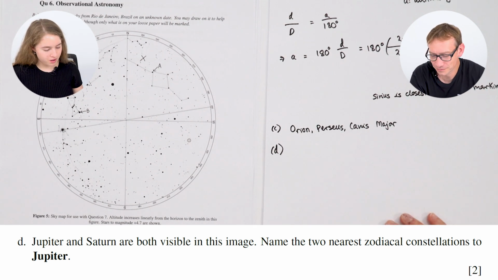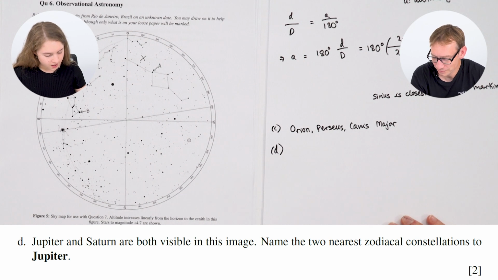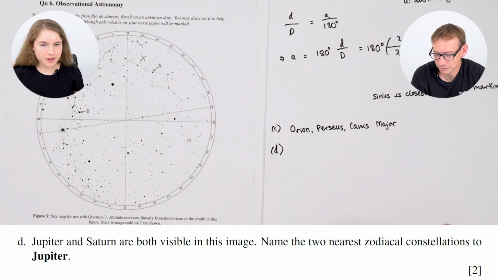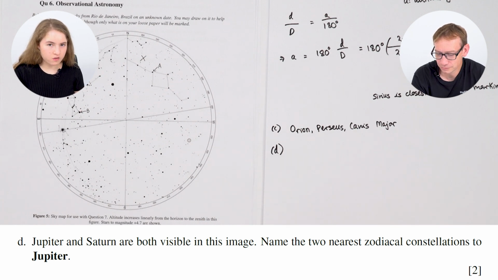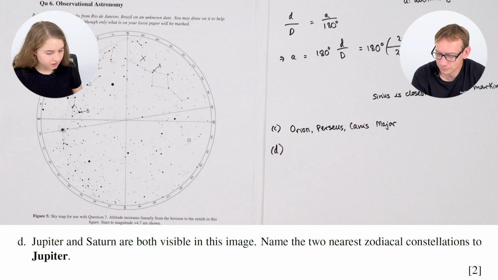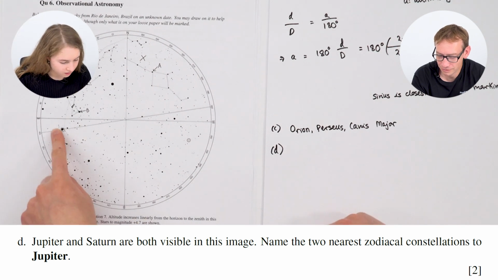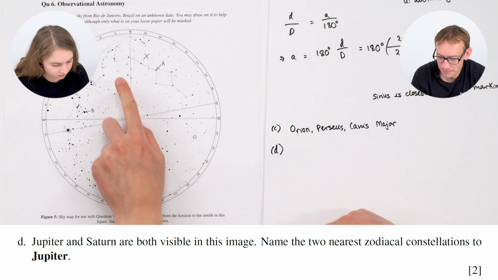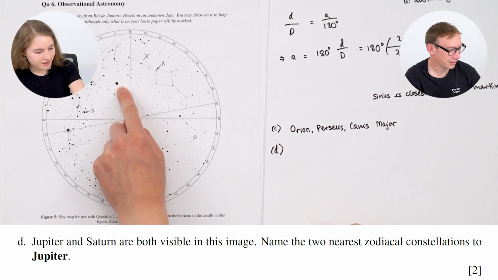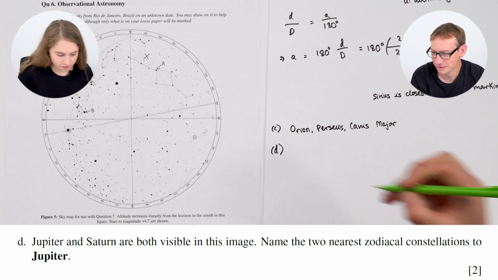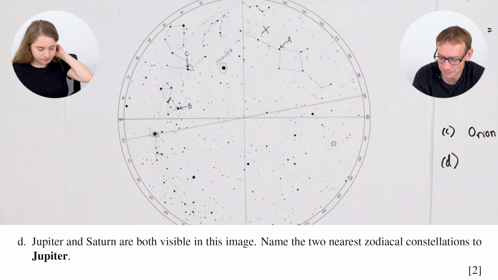Probably it's not visible. And it says, name the two nearest zodiacal constellations to Jupiter. So we want to find Jupiter. What we're looking for is an extra star near the ecliptic that's brighter than Sirius. Scanning through to find something brighter than Sirius, I found this one here. Should we circle that? Yeah. So that's Jupiter right there.